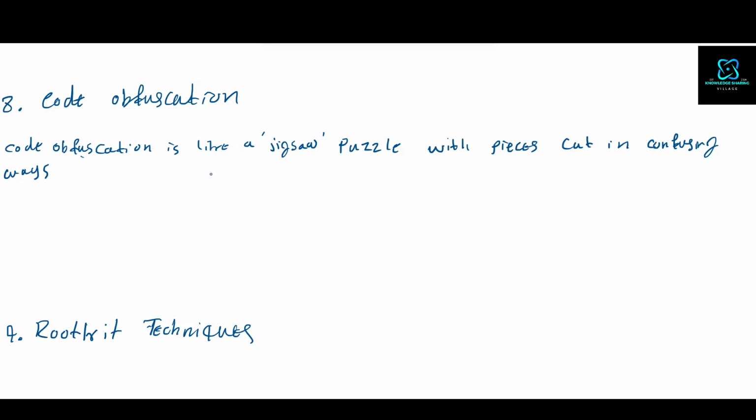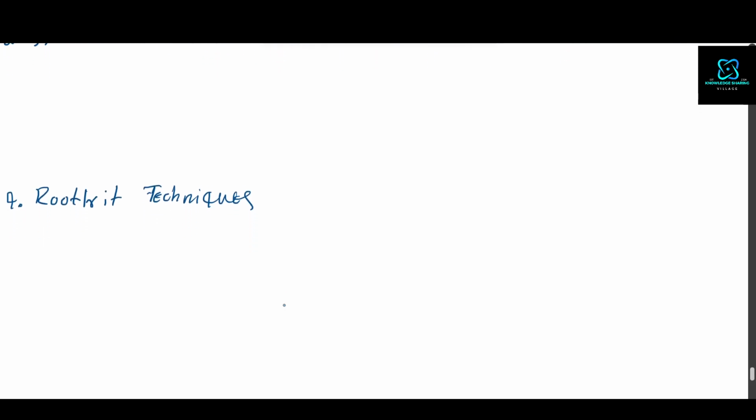So the ninth mechanism is called rootkit techniques. Rootkits hide their presence by modifying system files and kernel modules, concealing other malicious activities from monitoring tools. The goal here is to reach the core of the system itself.